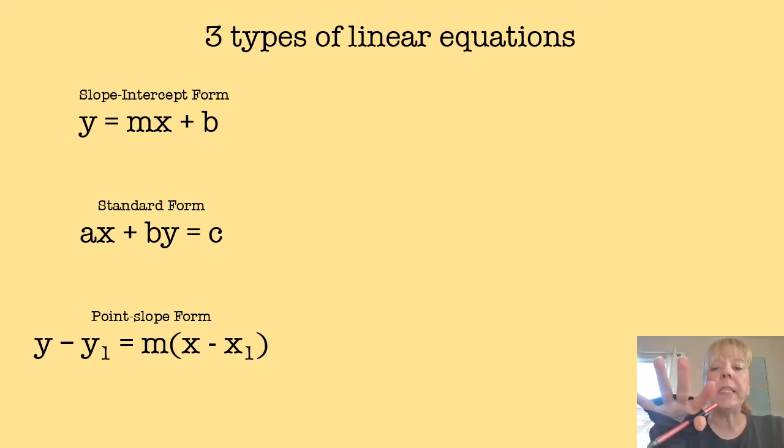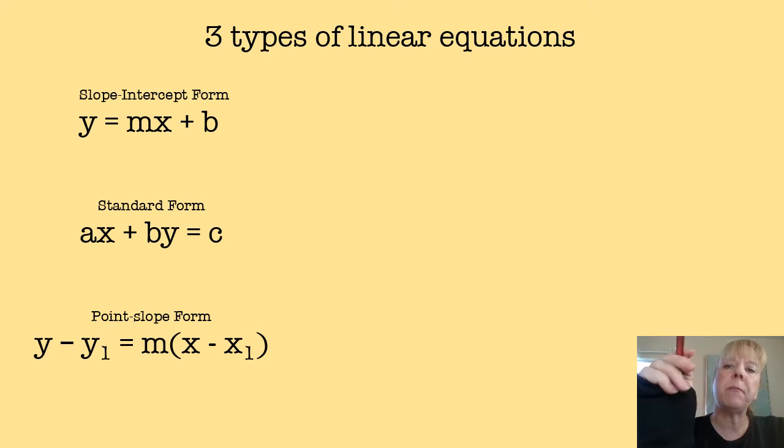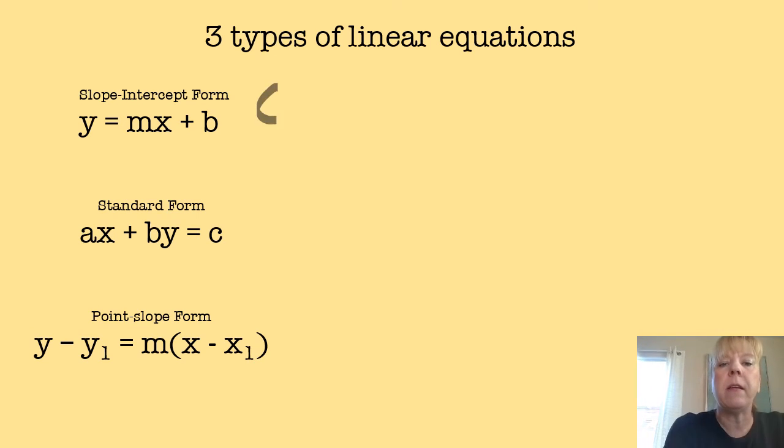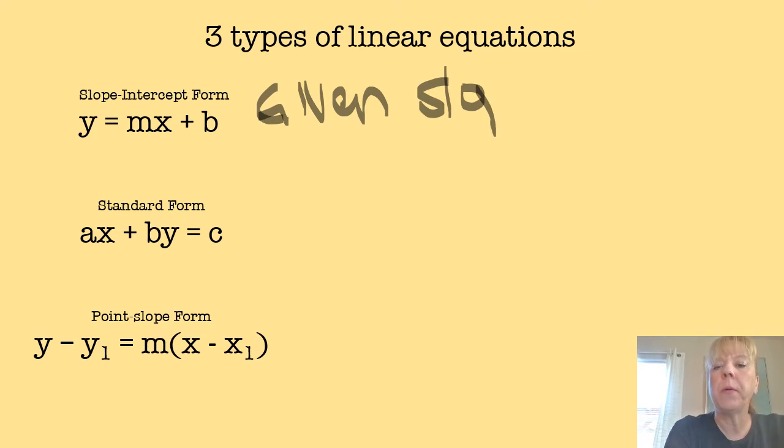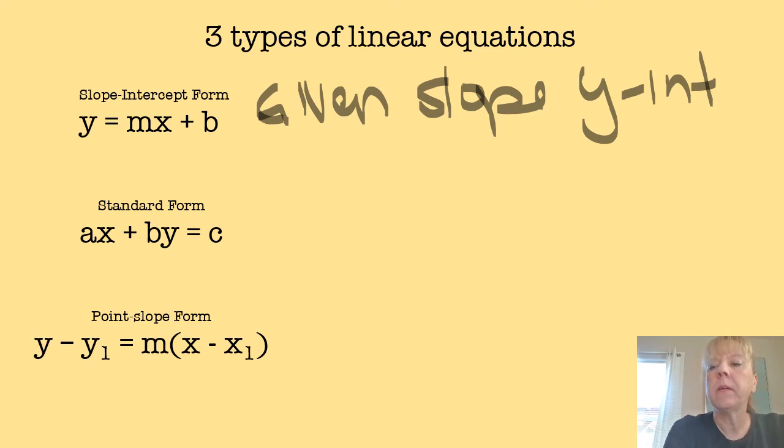So the three types of linear equations are slope-intercept form, standard form, and point-slope form. And they're all good if you are given certain information. So like with slope-intercept form, if you are given slope and y-intercept, that is the perfect one to use.